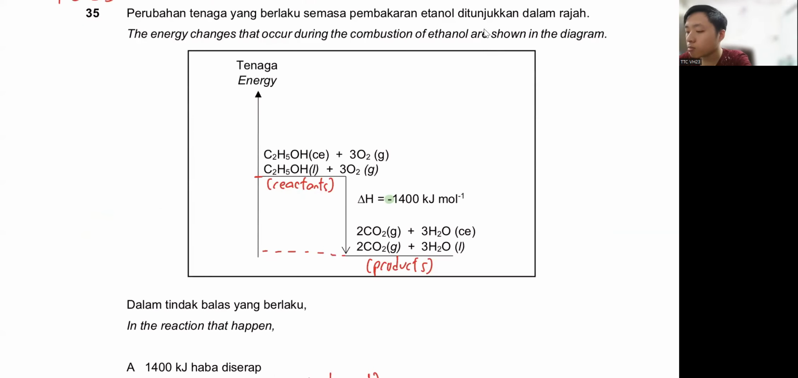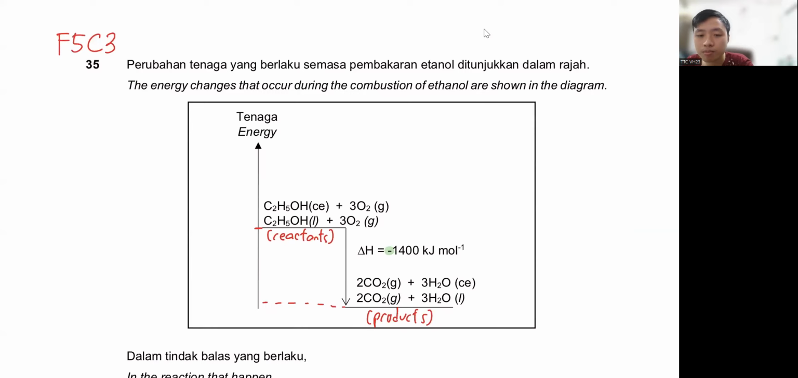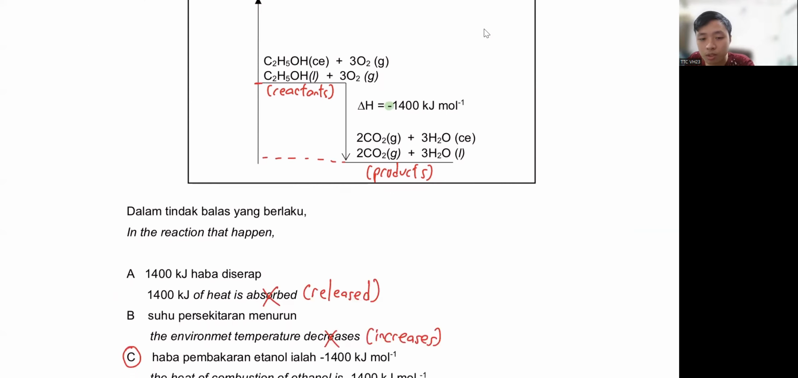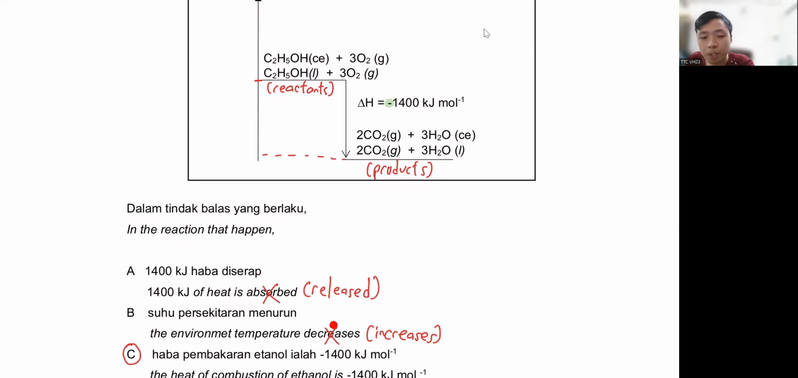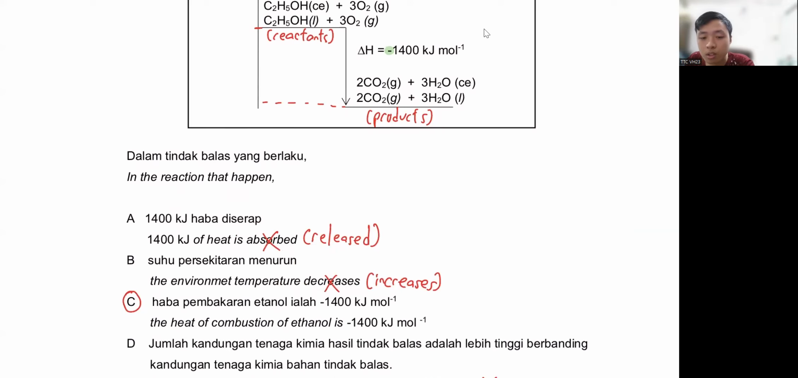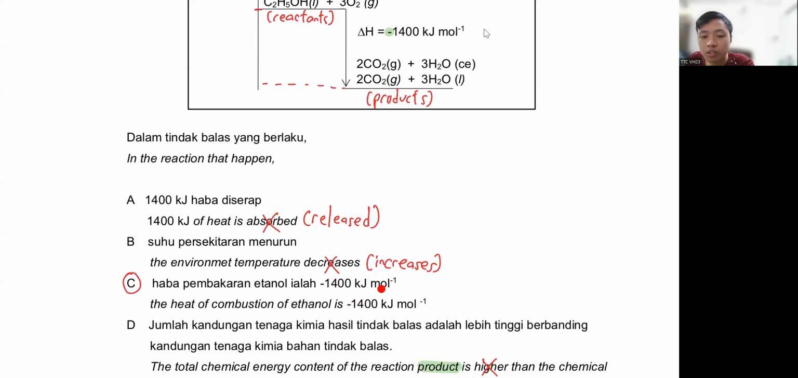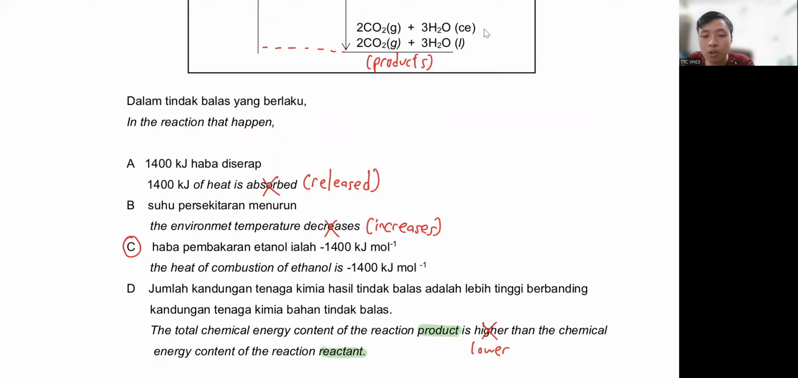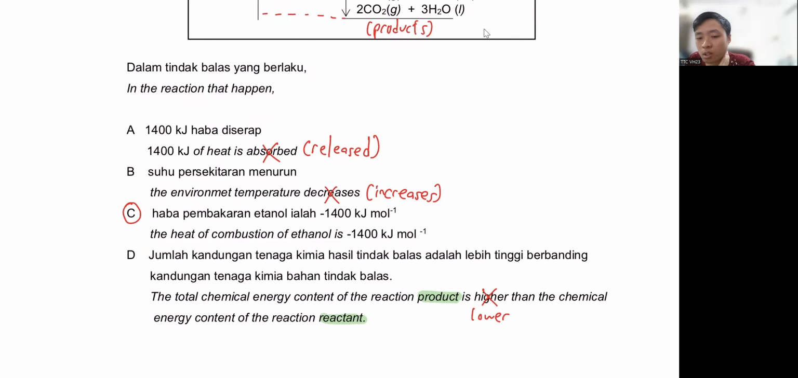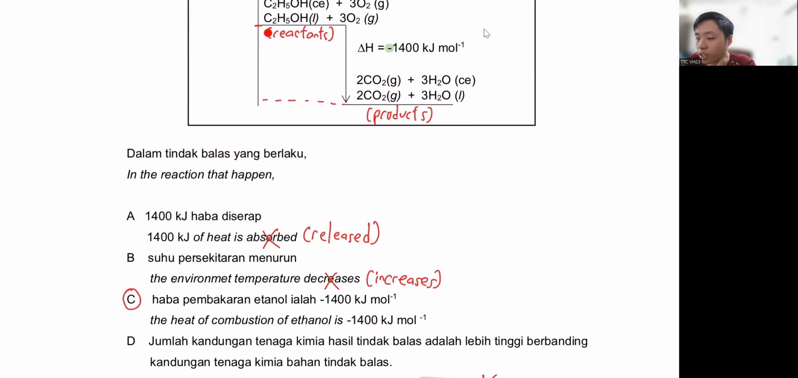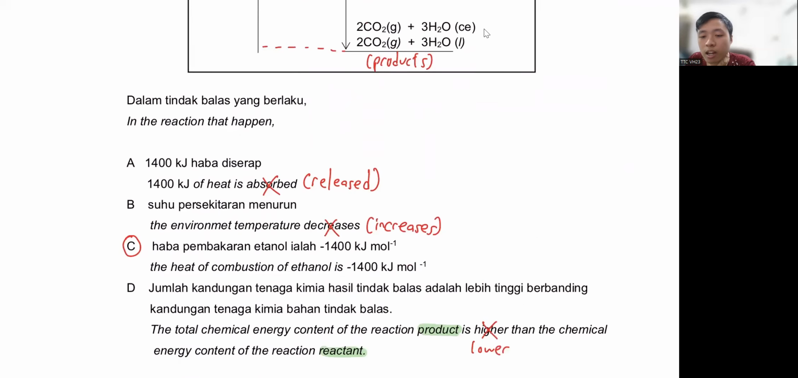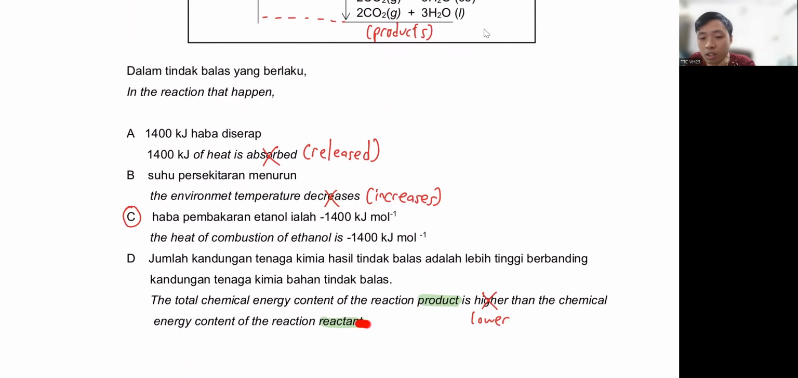Question 35. This one is heat of combustion. Again, it shows negative, so you only know heat is released, obviously. Temperature increases, it becomes hot. Heat of combustion, yes, correct, is negative 1400 kilojoule per mole. D is wrong. Why? The energy, they already drew for you. See, energy of reactant and product. Reactant is higher than product, or product is lower than reactant.